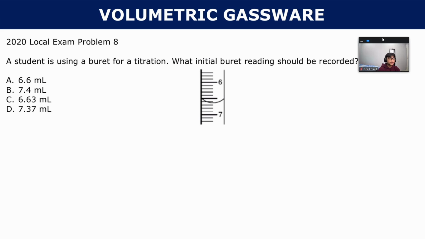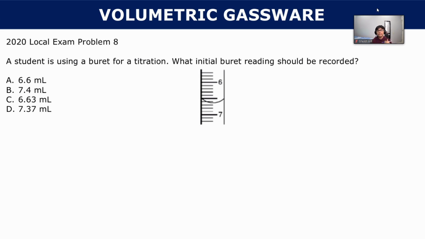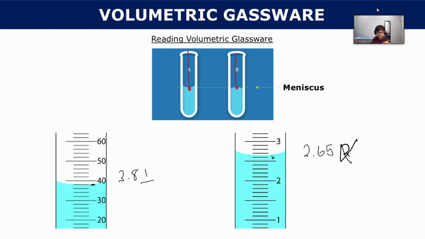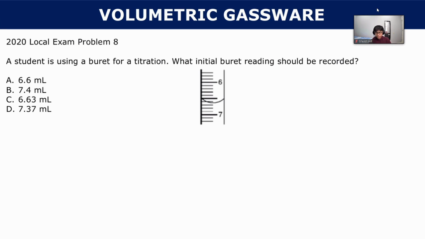The difference between this problem and what we just did is that we're using a buret. In the container that we were using before, the numbers go up from bottom to top. But in a buret, the numbers go up from top to bottom. And we'll see why this is important. But basically, you read them the same way. In the other one, we were reading from bottom to top. This one, we're going to read from top to bottom.